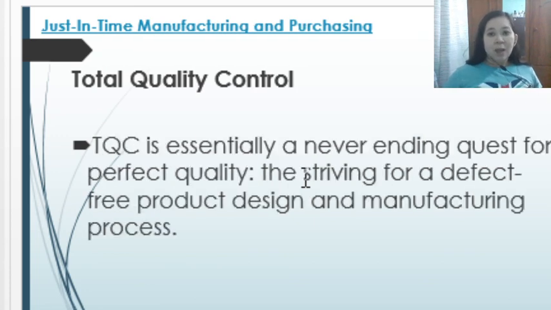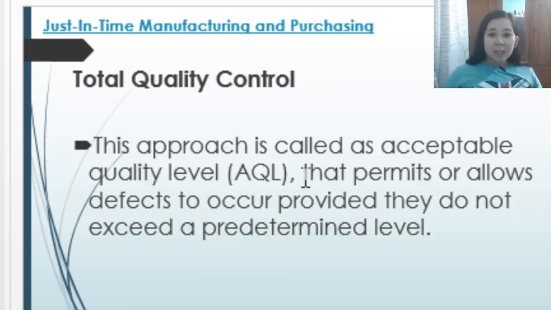So total quality control is essentially a never-ending quest for perfect quality. So this is a concept to strive for a defect-free product design and manufacturing process. It's a continuous process improvement. So this approach is called acceptable quality level. So this will allow defects to occur provided they do not exceed a predetermined level.